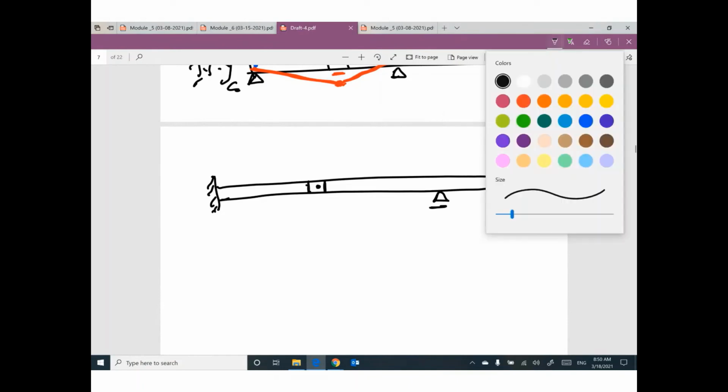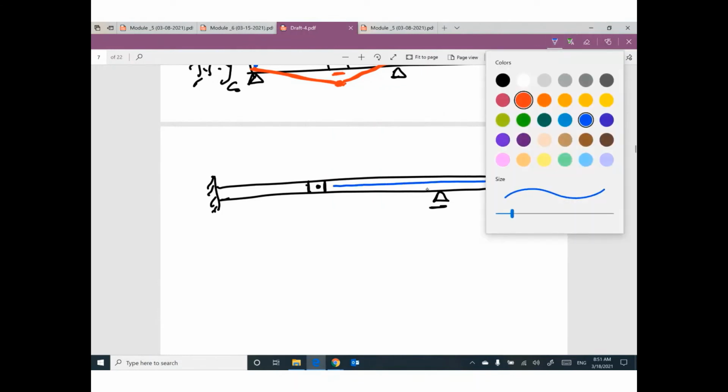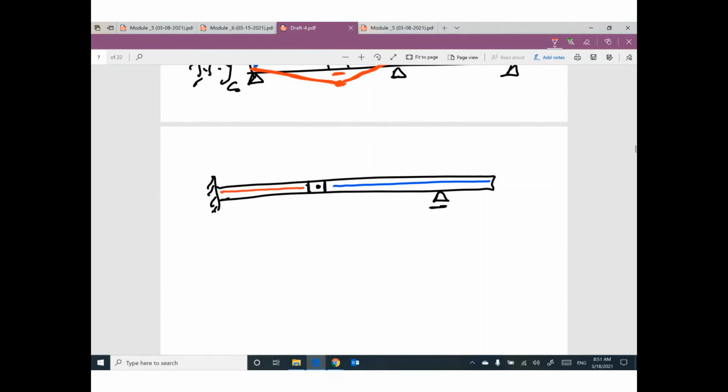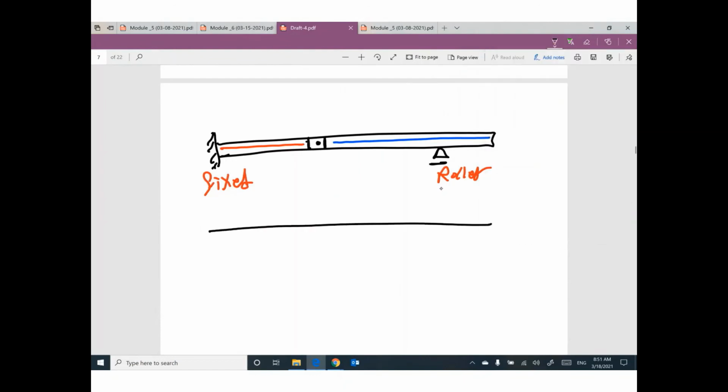so keep in your mind, in this case, we have 2 parts, this part and this part. Your left part is a special case because it's attached to fixed support. And this one is roller. Let's try this one. If we would like to draw influence line for reaction, this one is A, this one is B.